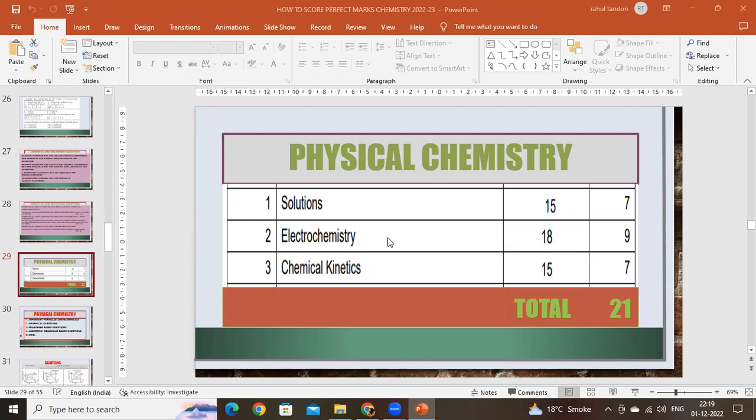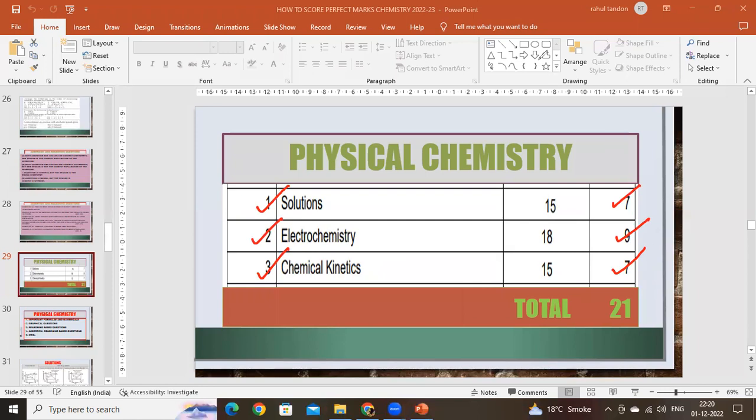Today we will discuss the portion of physical chemistry. In the previous class, we have already discussed organic chemistry, where we have the second book, which was of 33 marks. Today, as I said, I'm going to discuss three chapters, which include solutions, that is of 7 marks, electrochemistry with the maximum weightage of 9 marks, and of course chemical kinetics, which is again of 7 marks.